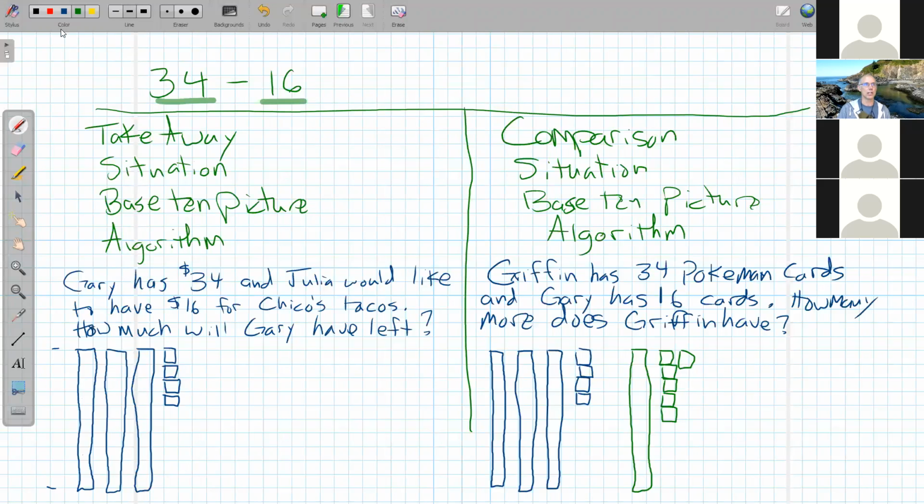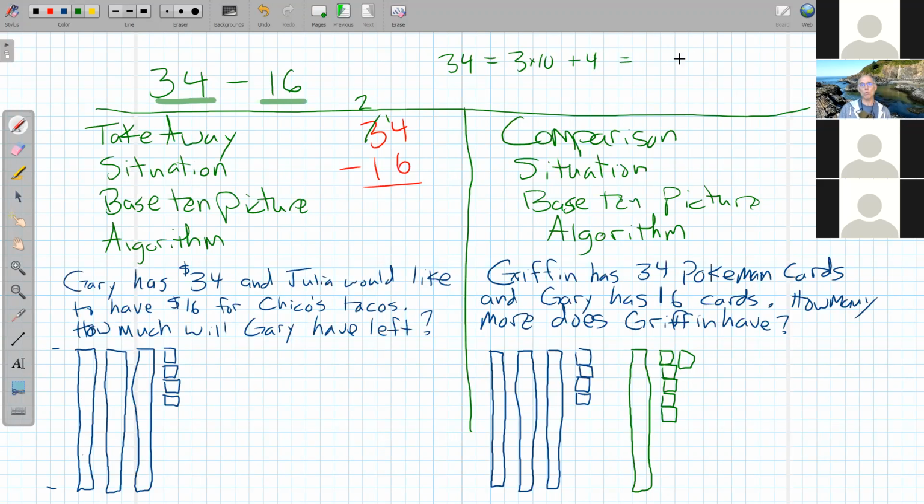I hope that's obvious. As far as the algorithm goes, we write 34, and then underneath we write 16, and we line up the place values. We put our subtraction symbol. And then we try to say, okay, what is 6 from 4? And we realize we can't do it. So then we go over here and we scratch that out, change it to a 2, and throw a 1 over there.